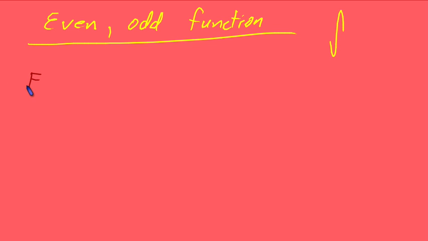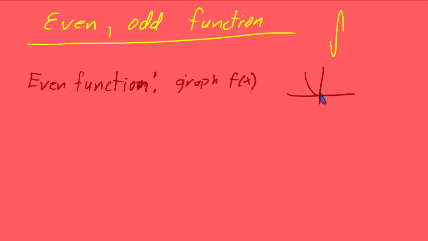For something to be an even function, we're going to meet a couple of conditions. The graph of f of x is going to be symmetric about the y-axis. Notice that in our parabola here, one point on the positive x reflects around the y-axis. We have an axis of symmetry, the y-axis. That's an even function.